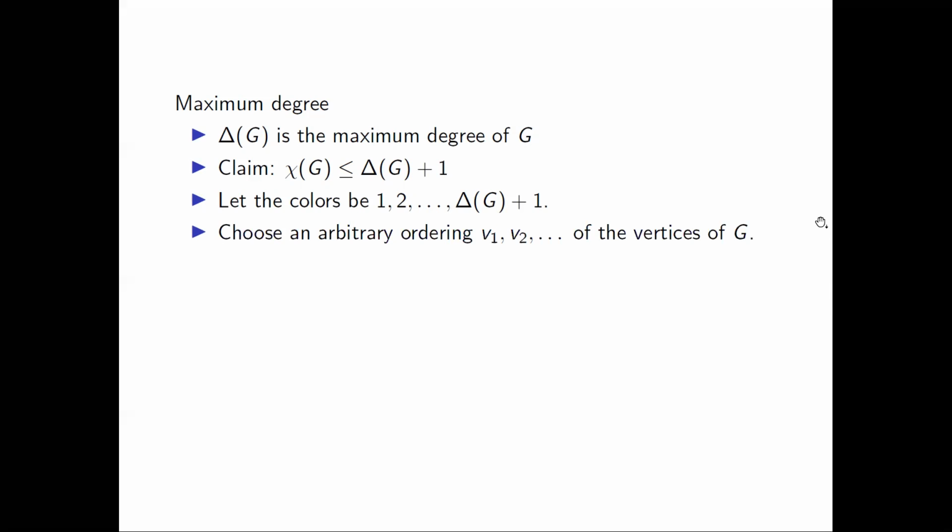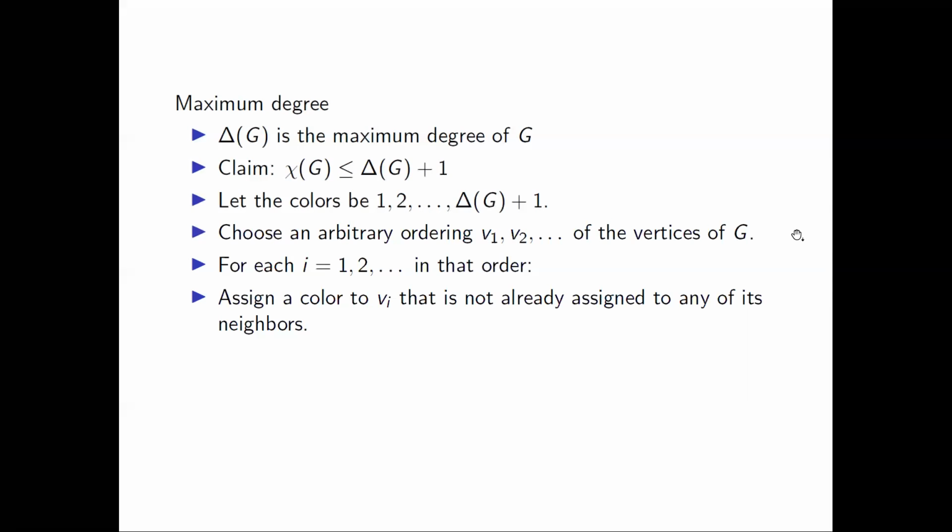We'll order our vertices arbitrarily. Any order is fine. We'll order them V1, V2, up to V sub the number of vertices. And that'll be the vertices of G. And then for each vertex, V1, V2, V3, and so on, in the order of their subscripts increasing, we'll assign a color to the vertex Vi that's not already assigned to any of its neighbors.